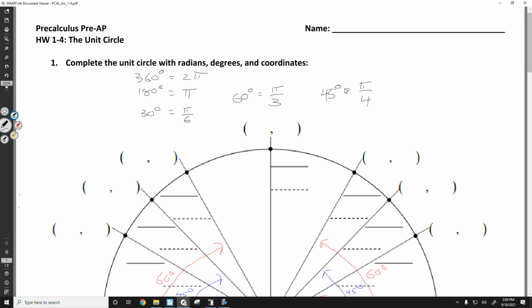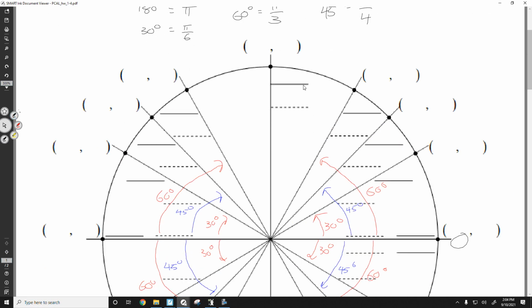Good. All right. So we know 30 degrees, π/6. 45 degrees, π/4. 60 degrees, π/3. What's 90 degrees? π/2.